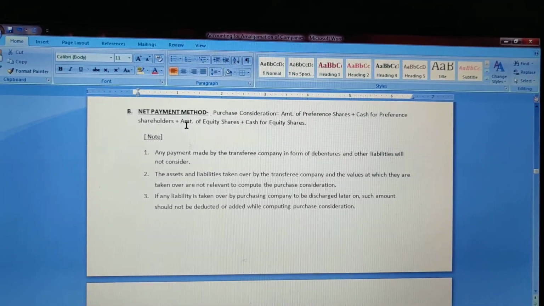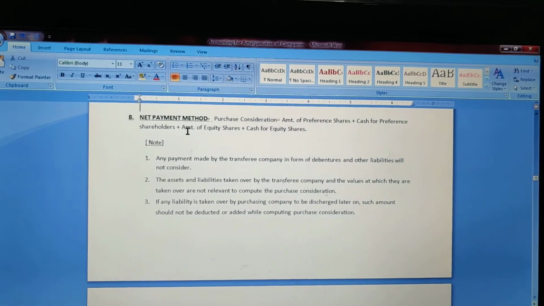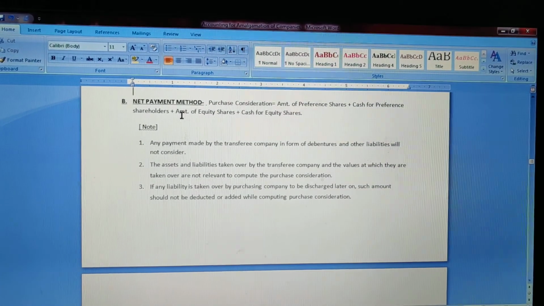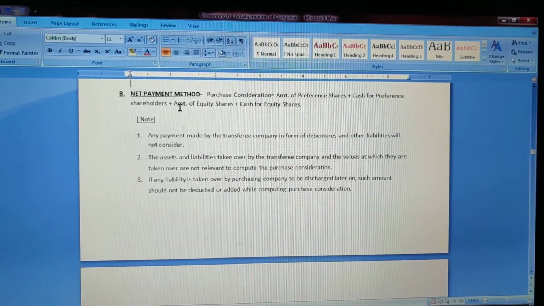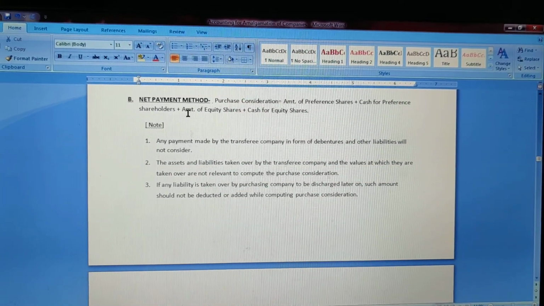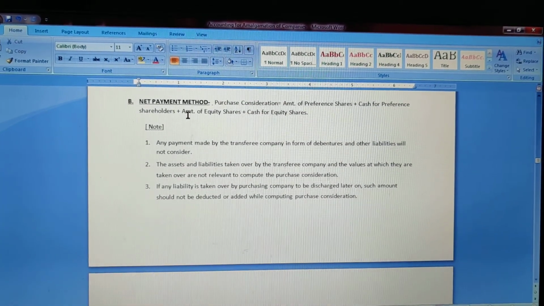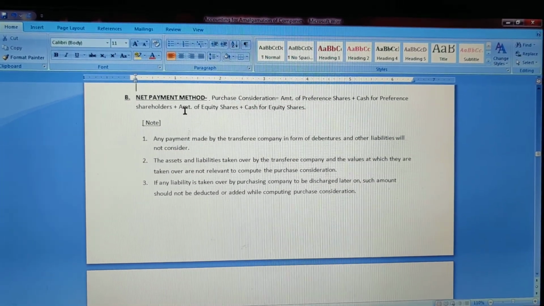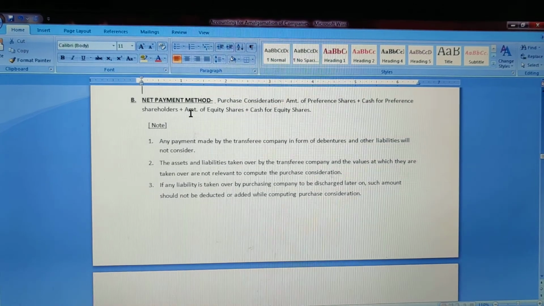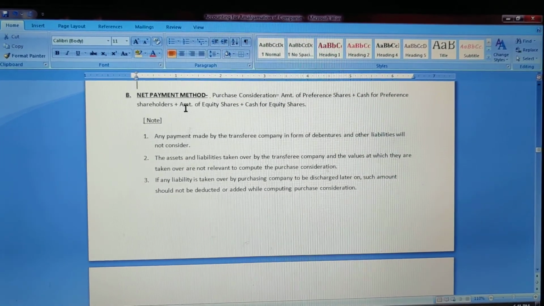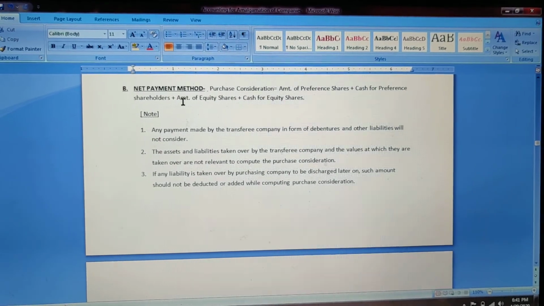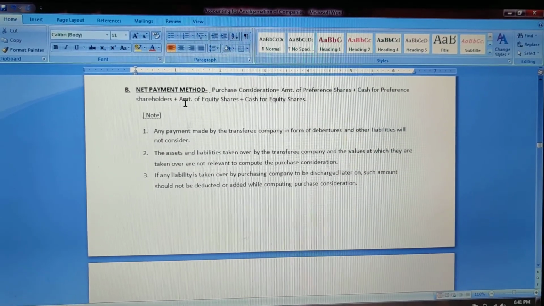If it is a purchase method in nature, then they might give cash to the preference shareholders, so we have to include that. And the amount of equity shares, obviously, must be included in your purchase consideration. So the amount of equity shares, the amount of preference shares, plus cash given to both the equity shareholders and the preference shareholders, and nothing along with it.